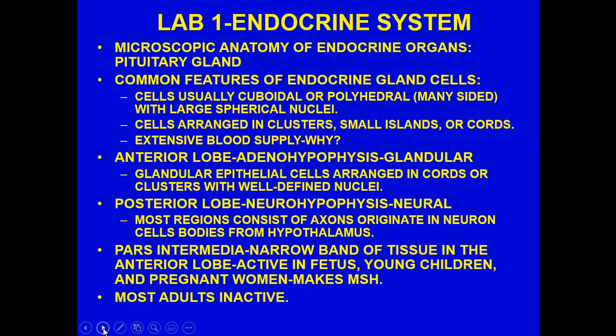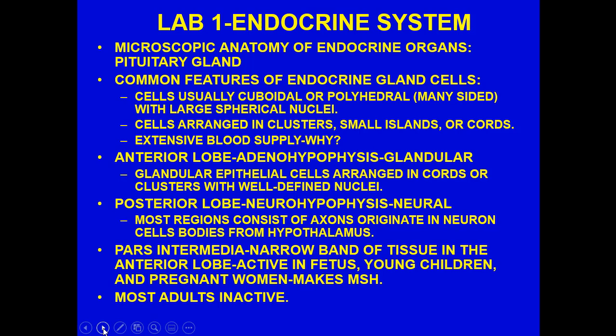Now, the anterior lobe of the pituitary, which we talked about, is referred to as the adenohypophysis. It is glandular, consisting of glandular epithelial cells arranged in cords or clusters with well-defined nuclei. The posterior lobe, the neurohypophysis, is neural. Most regions consist of axons that originate in neuron cell bodies from the hypothalamus.